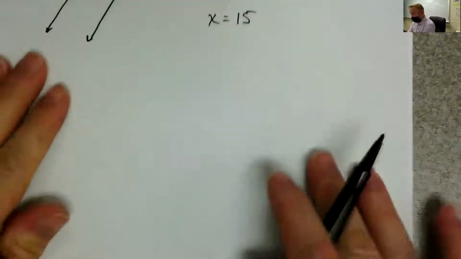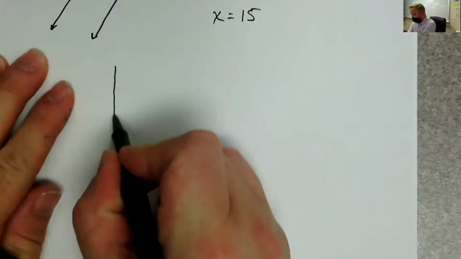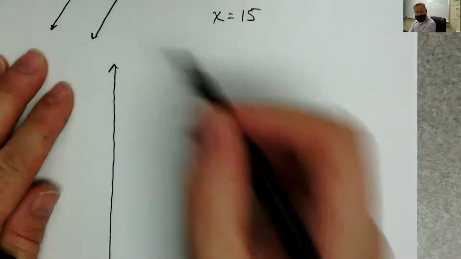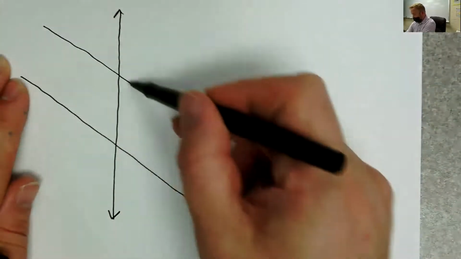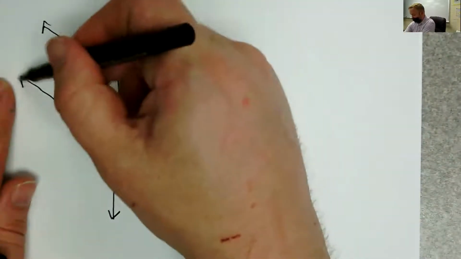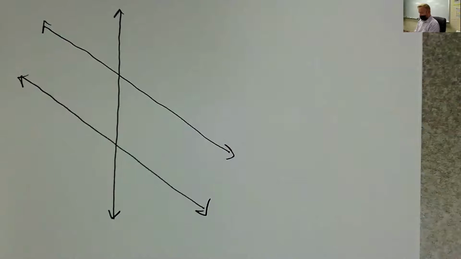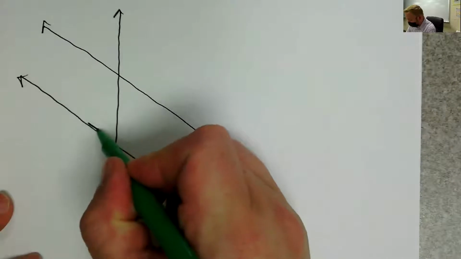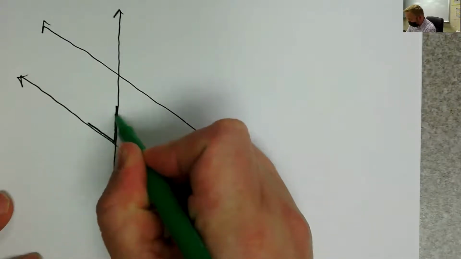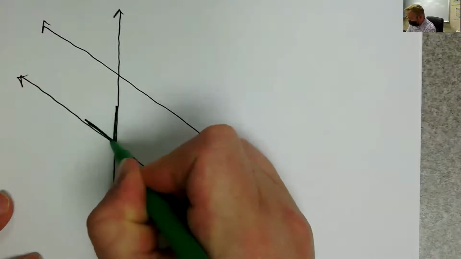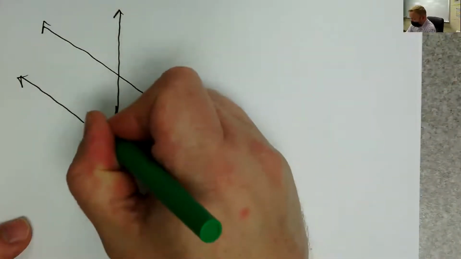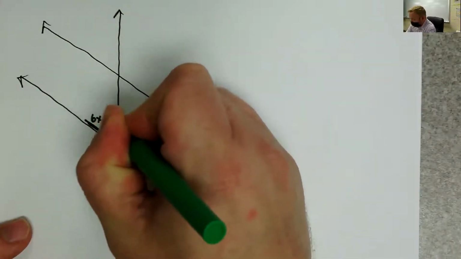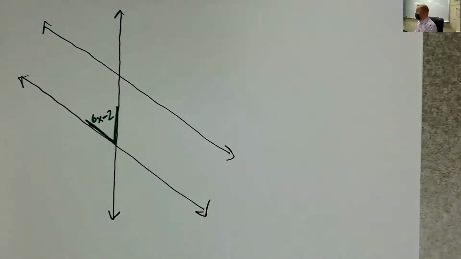So here would be another example. This time I'm going to put what looks like a vertical line. And then here comes 2 other lines across like this. Okay, I'm going to give you 2 angles this time. The first one's going to be this little guy. You know what we call little angles like that because they're so little? We call them acute, right? 6x minus 2. Okay, that angle's represented as 6x minus 2.